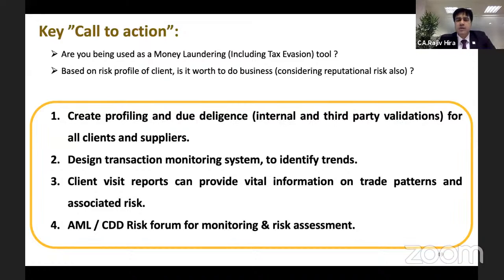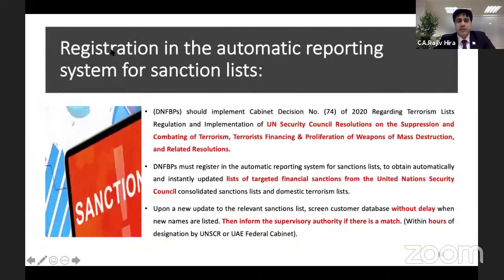Client visit reports. AML gives quite a weightage when we meet a client face to face. So are we meeting the client face to face, or is only email business or only call business happening? When you are meeting a client face to face, AML gives a lot of assurance that yes, you know more about the client than only having communication through email. And then an AML risk forum to monitor risk assessment. So you did everything you have done, but is there a top management review or view of what's happening in the whole structure? So all these things become part of the discussion.